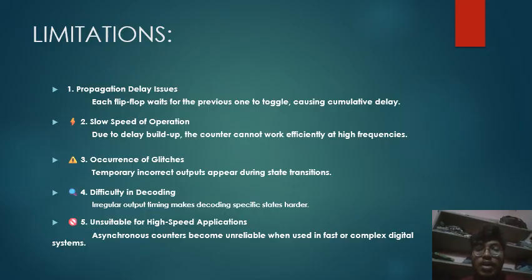Occurrence of glitches: temporary incorrect outputs appearing due to state transitions. If one cycle is completed, while changing the state from 15 to 0, there are sometimes glitches. Difficulty in decoding: irregular output timing makes decoding specific states harder. Unsuitable for high-speed applications: asynchronous counters become unreliable when used in faster, complex digital systems.